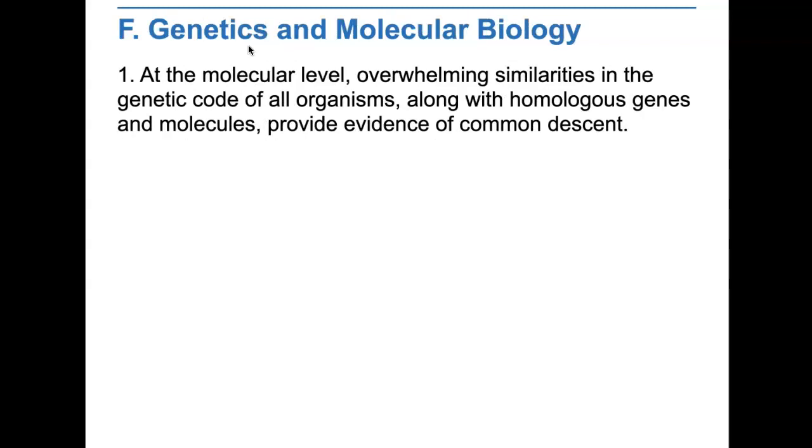The most troublesome missing information for Darwin had to do with inheritance. Darwin had no idea how heredity worked, and he was deeply worried that his lack of knowledge might prove fatal to his theory. Today, genetics provides some of the strongest evidence supporting evolutionary theory. A long series of discoveries from Mendel to Watson and Crick in genomics helped explain how evolutionary theory works. At the molecular level, overwhelming similarities in the genetic code of all organisms, along with homologous genes and molecules, provide evidence of common descent.